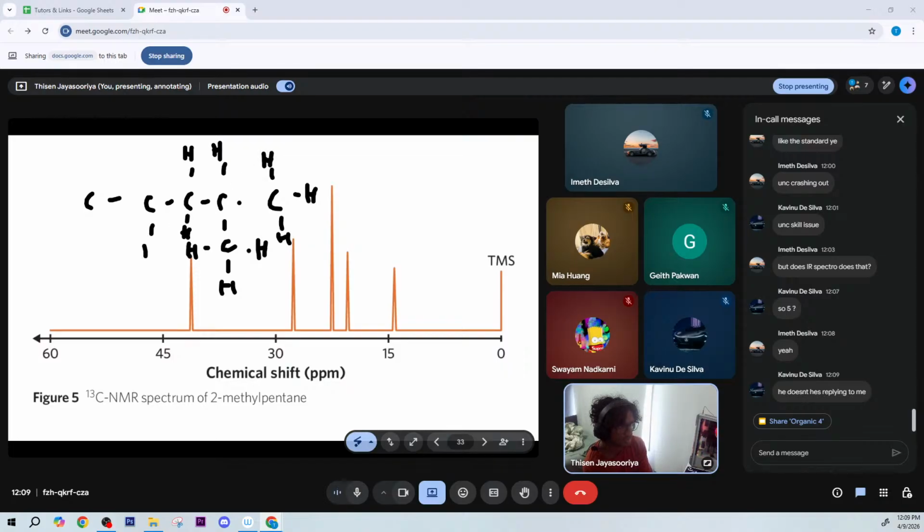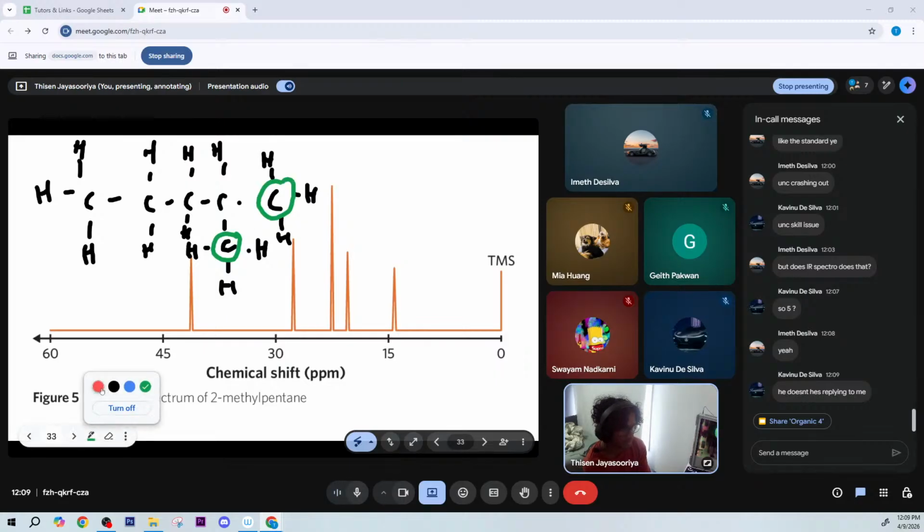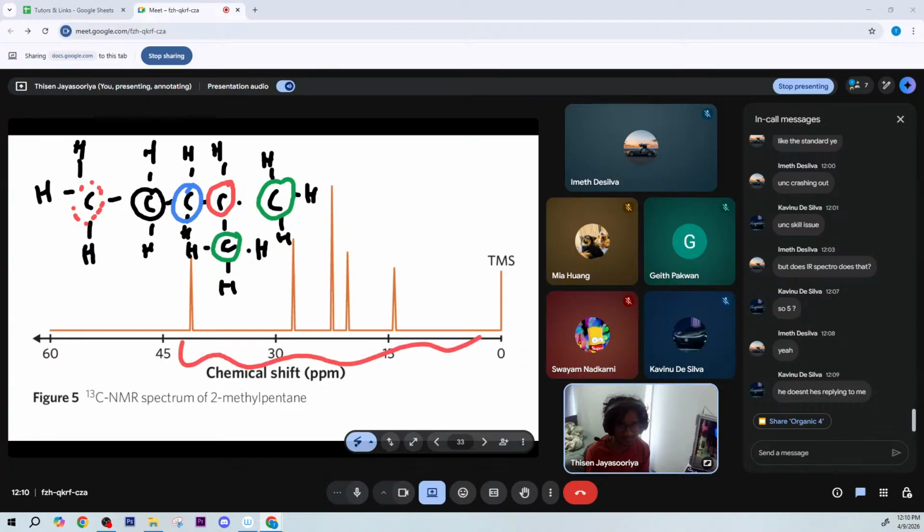We can see that this compound here has 5 carbon environments, right? We have one for each of these two, so these two share an environment. We also have one for this one over here, one for this one, one for this one, and one for this one. So we have 5 environments, which represents the 5 peaks here.